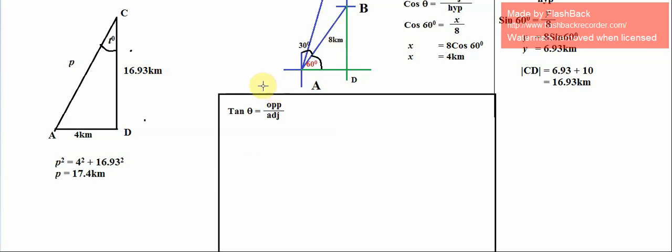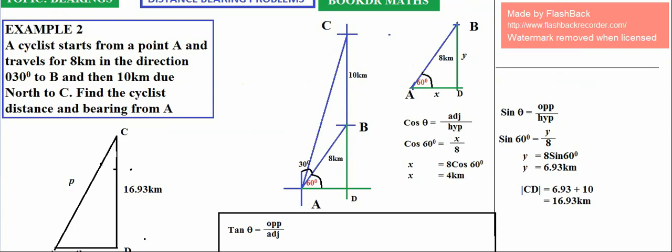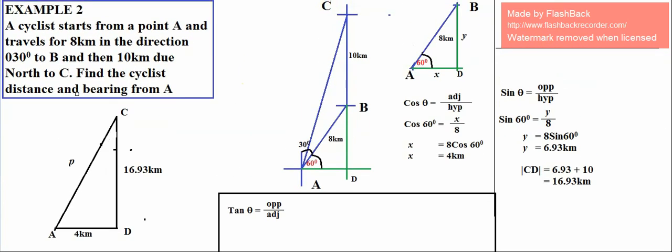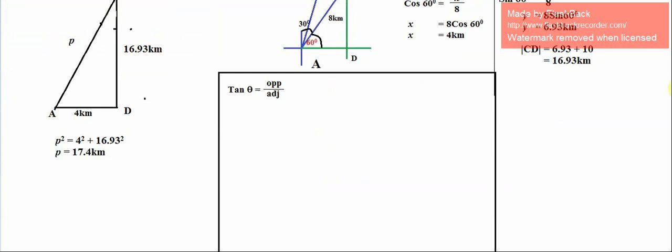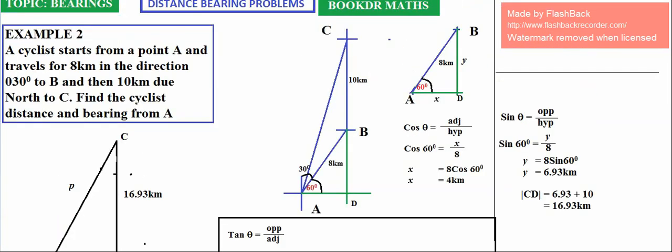Now that we have found the value of P, let us now go and look at the next question. It says we should find the distance and bearing from A. The bearing from A means the angle will be at A. We have already found the final distance from A, that is 17.4 kilometers. So now we are going to find the bearing from A.